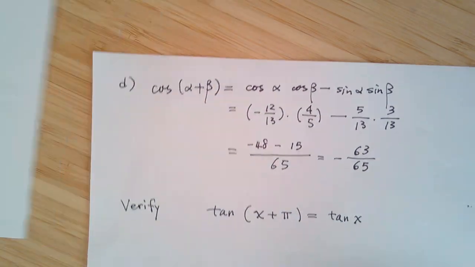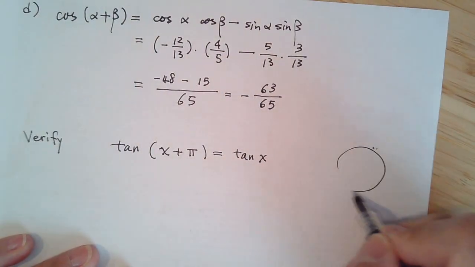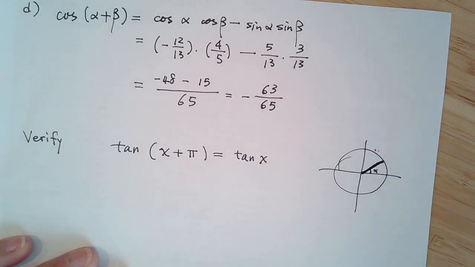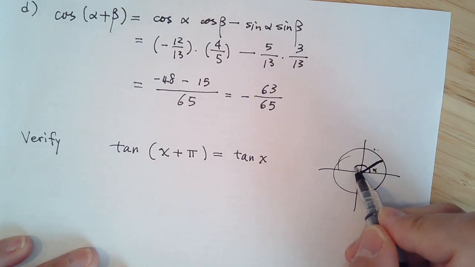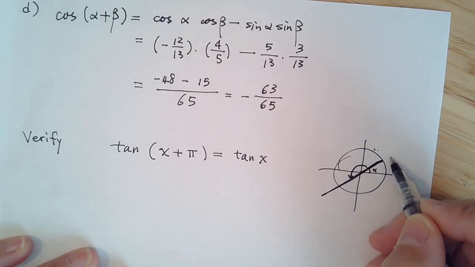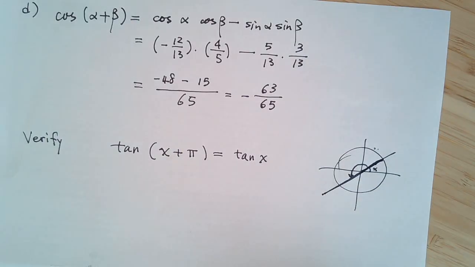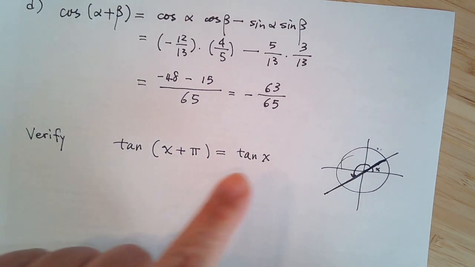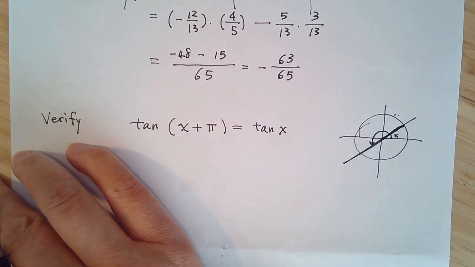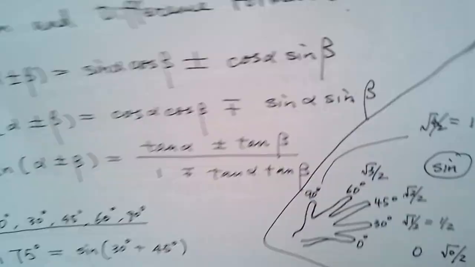Now if you just look at the graph, and if that's your x, the tangent of x is just the slope of this line, and then tangent of x plus pi goes to here. So they share the same slope, so we know the tangent value is the same. But let's just use a formula to prove that it equals this. And keep in mind that we have the tangent formula here.